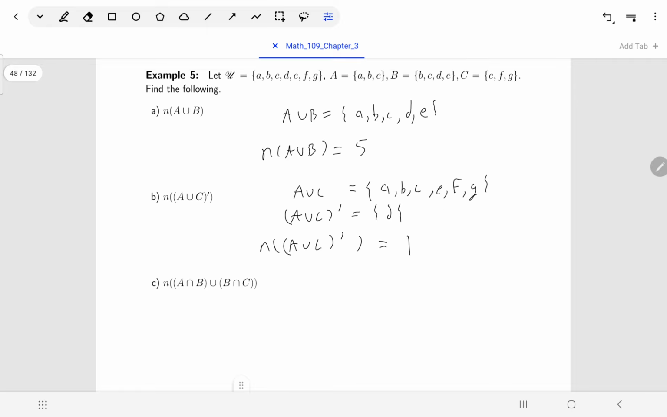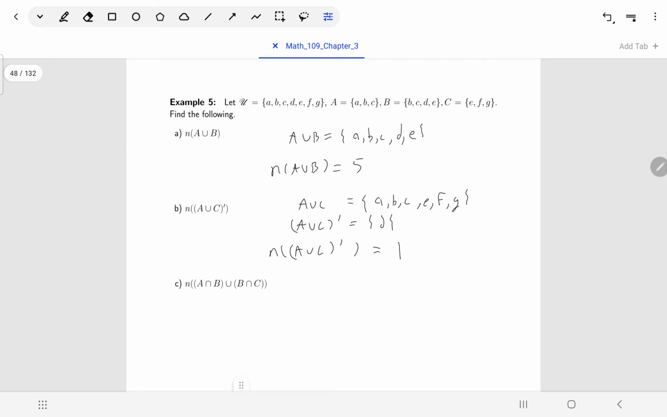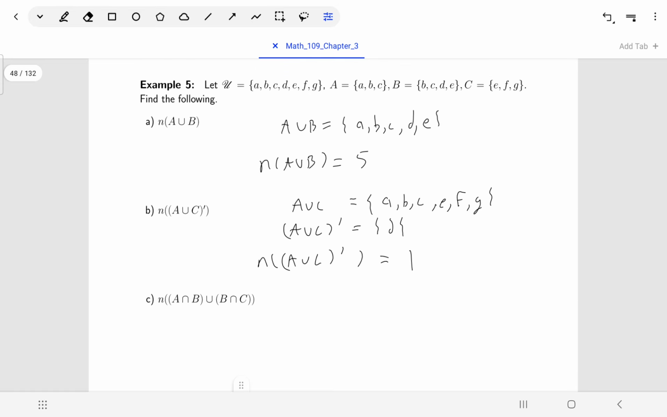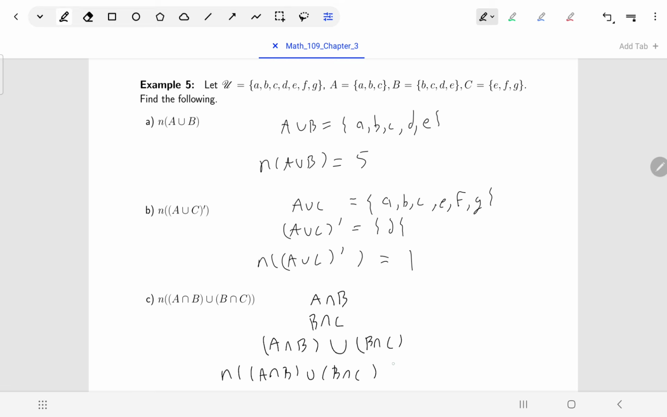And let's do one last. This one's going to take a few more steps because, again, we've got a few more things to figure out. Before I can count, I'll need to know what A intersect B is, and what B intersect C is. I'll need to know what happens when we take A intersect B and B intersect C and connect them with a union. And once I've done all of that, then I can count how many things we have in A intersect B union with B intersect C.